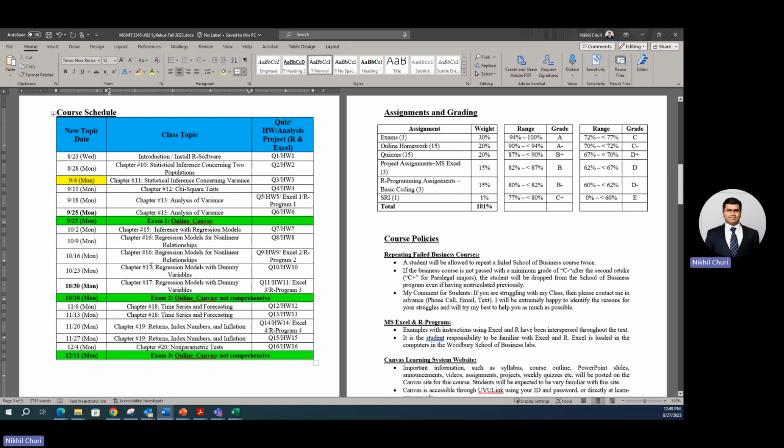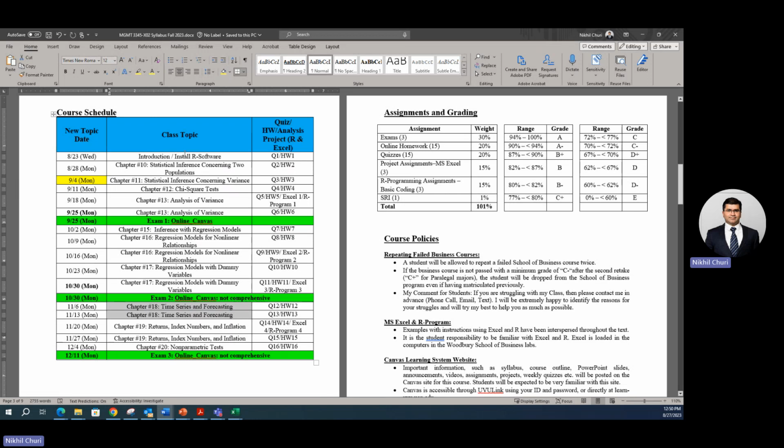15, 16, 9, 17, 18-ish. So this is the time we'll be using the R software. You'll be running the code, uploading the data, running the analysis, and learning about what inferences you derive from the analysis. So thanks for installing it on your computer.